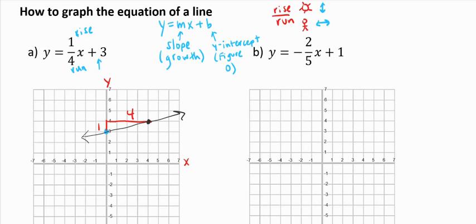So again, you start with the y-intercept, which is this number. And then after, you just do your rise and then you run. And then wherever you end up, you just put a dot and then you draw the line.